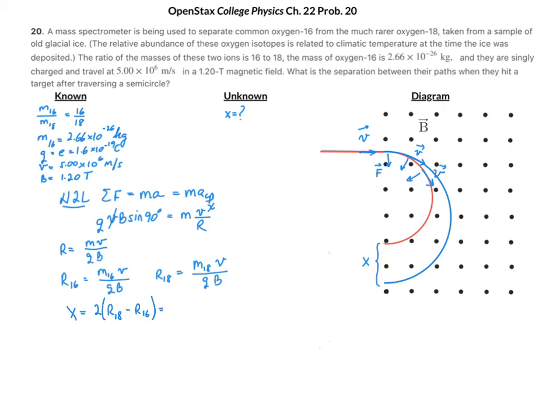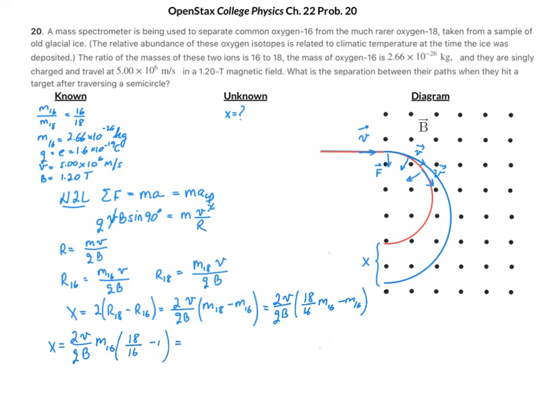So I'm going to factor out a whole bunch of things here. This is 2 times v over qB, times m18 minus m16. But I know from here that m18 is 18 m16 over 16. So this will be 2v divided by qB times, so m18 is 18 over 16 m16 minus m16. So I can factor out that m16. So x will be 2v divided by qB times m16 times 18 over 16 minus 1.